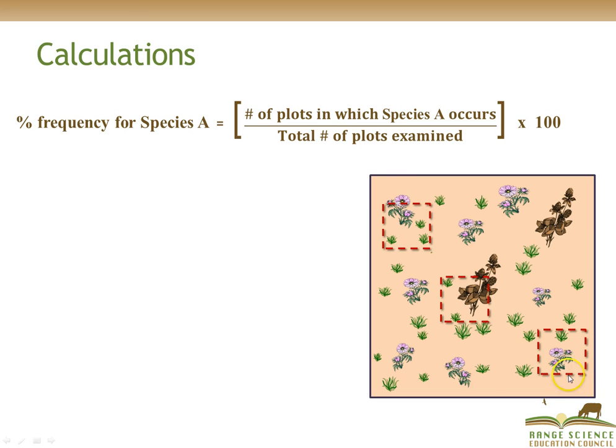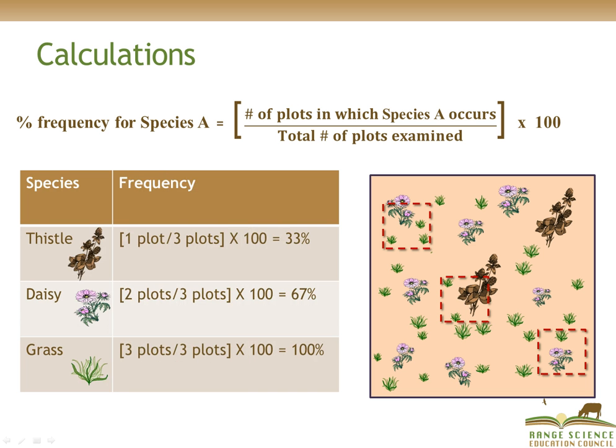We have a graphic here of a macro plot with three species. There's a thistle plant, there is a pink daisy, and also grass plants. We've also located three quadrats in this macro plot and then calculated the frequency of each one of the plants. The thistle plant occurs in one quadrat out of the three, and so that calculates out one plot divided by three plots multiplied by 100 equals 33% frequency.